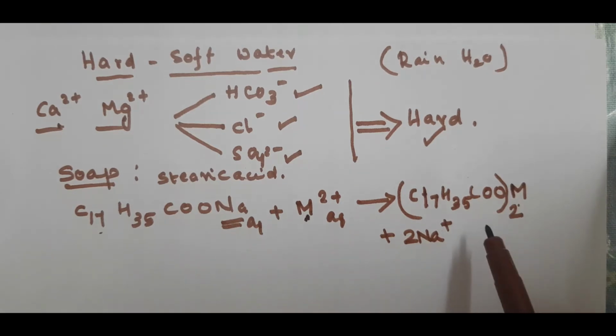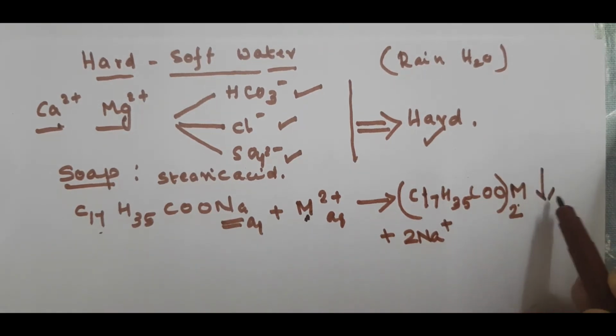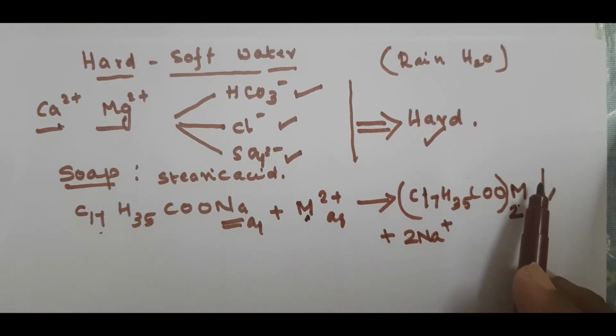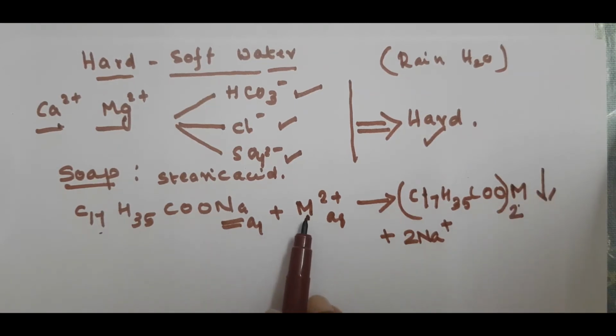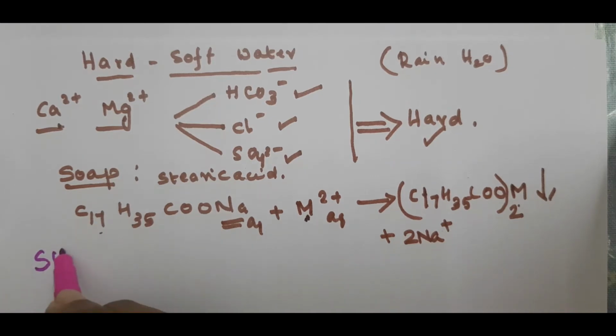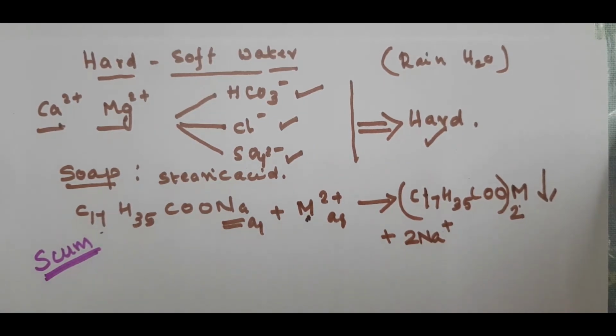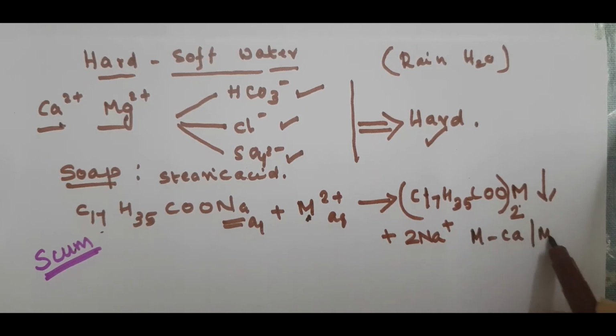Correct. So this is the precipitate. I can write it as a precipitate. So the hard water forms a precipitate, or in smaller classes you have studied one name which is called scum, isn't it? Scum. That is called a precipitate. So the hard water forms a precipitate or a scum with the soap. That is this reaction. That means the sodium is getting replaced by this calcium or magnesium. M can be calcium or magnesium.